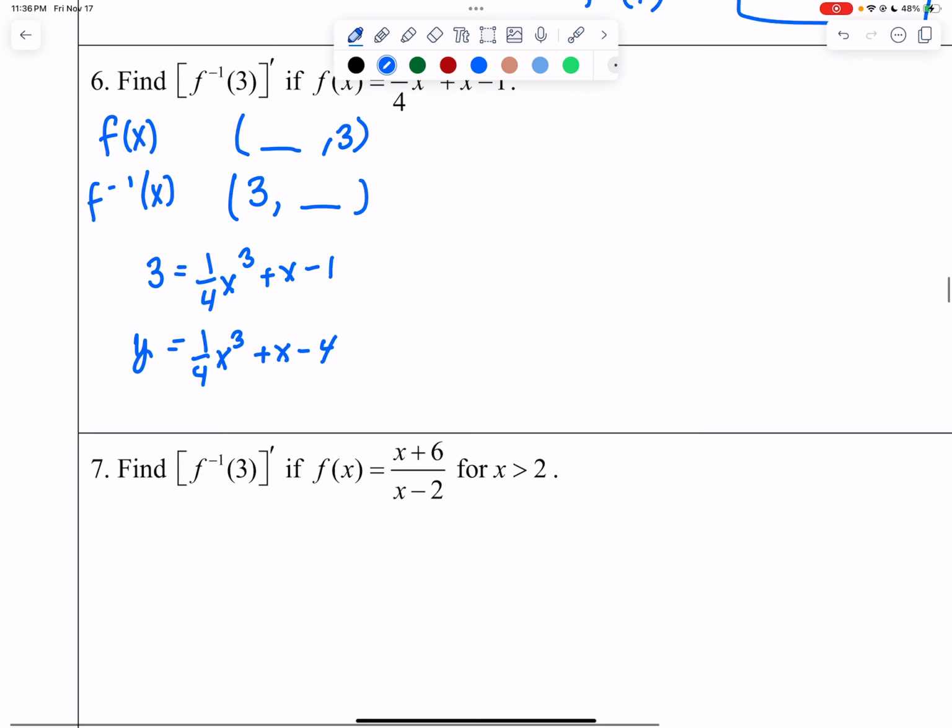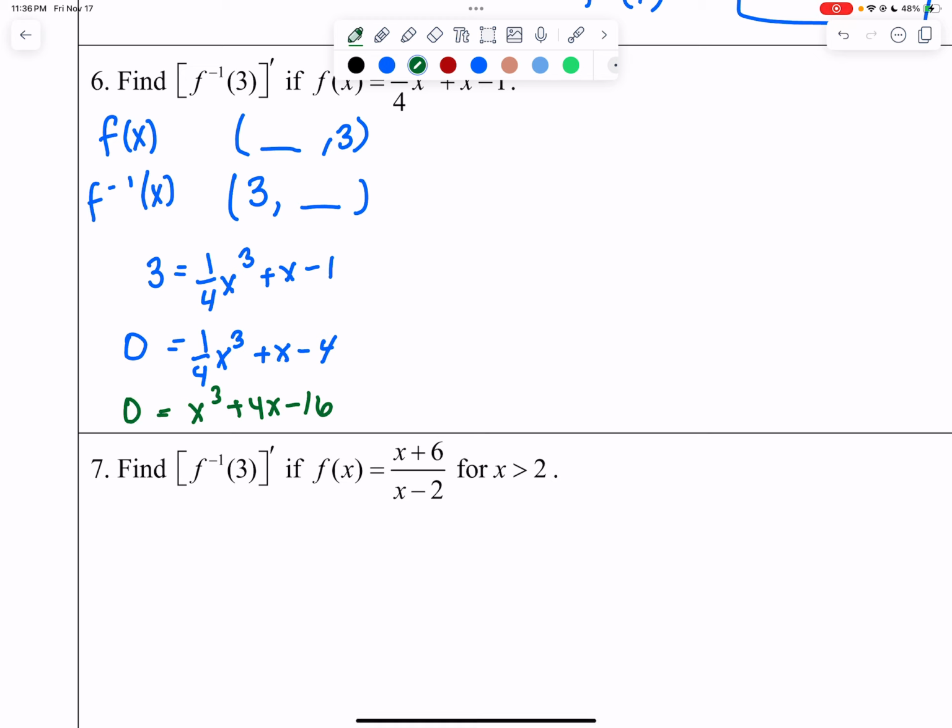So that's going to give me, not y, 0. That's going to give me 1/4 x cubed plus x minus 4. Now, the problem is we have a coefficient of 1/4 as my leading coefficient. I don't want that, so I'm going to multiply my equation by 4. That's going to give me x cubed plus 4x minus 16.